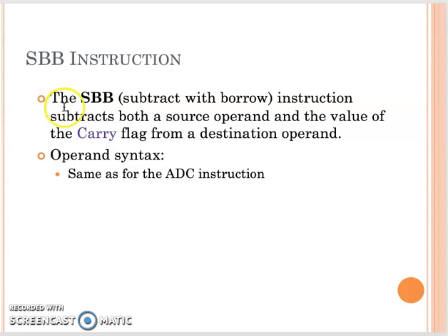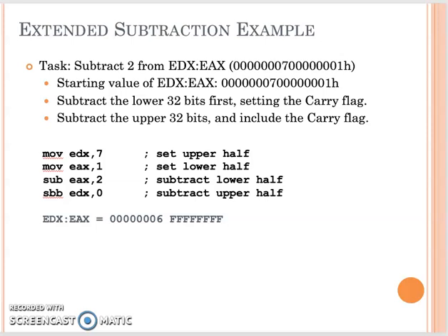The same thing, sometimes we want to subtract, right? Then we subtract also including the carry flag. We call this SBB, subtract with borrow. This instruction subtracts the source operand from the destination operand, including the carry flag. So then we see how it works.